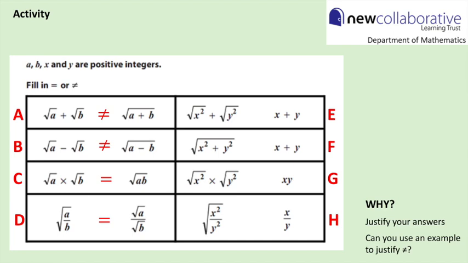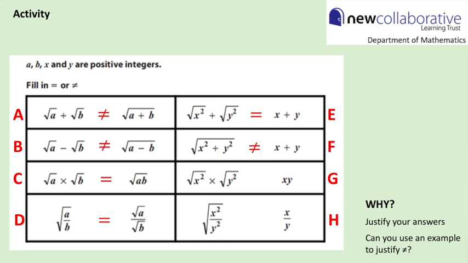Moving to the pairs of expressions on the right, for the top one, those are equal, and that's since the square root of x squared is x and the square root of y squared is y, and so we have x plus y. However, it's not correct to say that the square root of x squared plus y squared is equal to x plus y. And again, you can find an example of values for x and y for which that doesn't work.